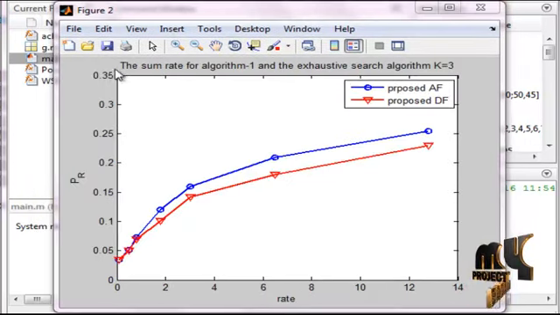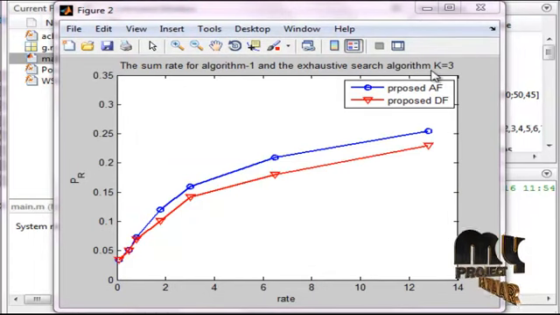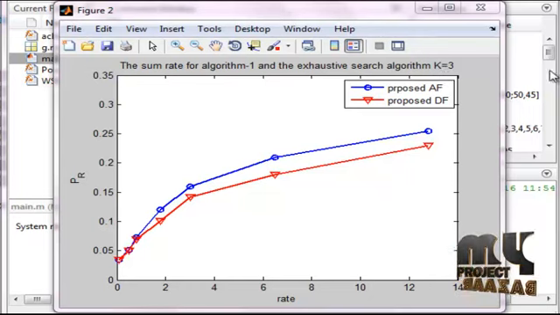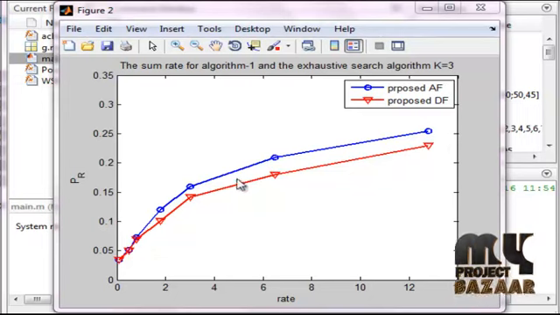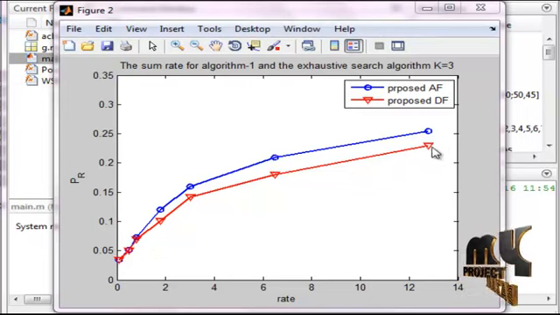So in this figure, the sum rate of algorithm 1 is compared with the exact search algorithm, with k equal to 3, so the number of sources is k equal to 3. The proposed AF means amplify and forward, and DF means decode and forward. This is amplify and forward, and this red one is known as decode and forward.